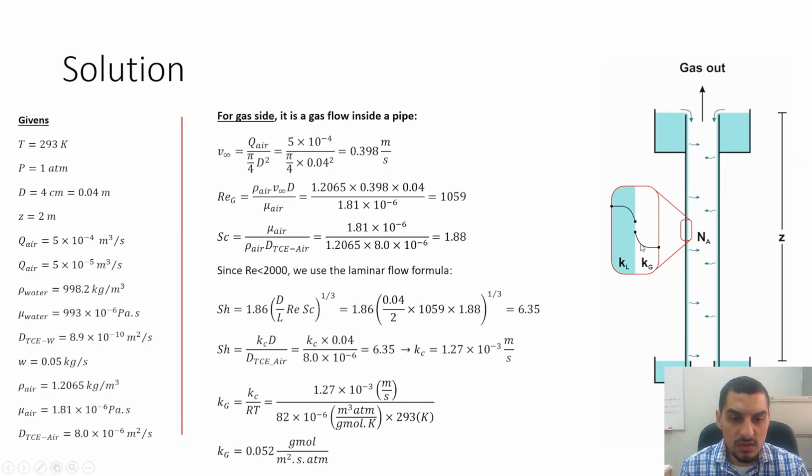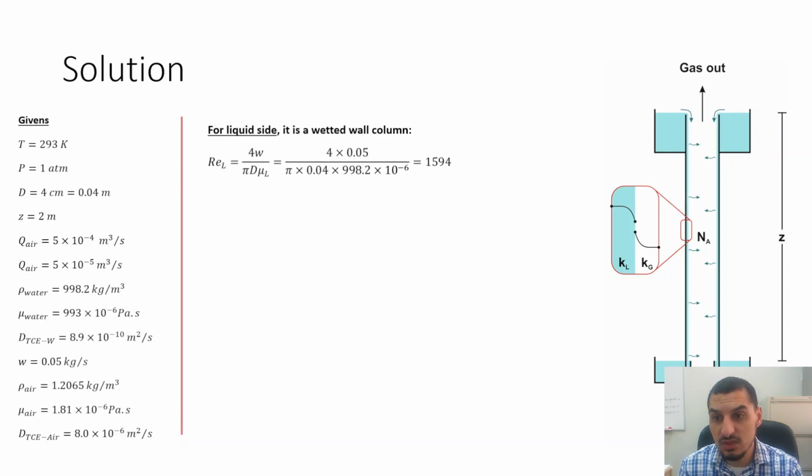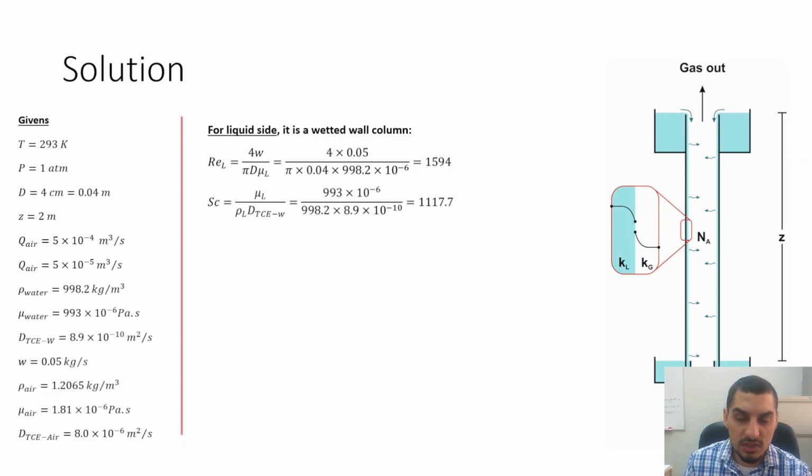So we are done with this part. For the liquid phase, we will use the weighted wetted-wall column information. So we need to calculate the Reynolds number from the relation that we just saw in the previous video. It's 1594, and then the Schmidt number. Again, be careful that we are doing these calculations for the liquid phase.